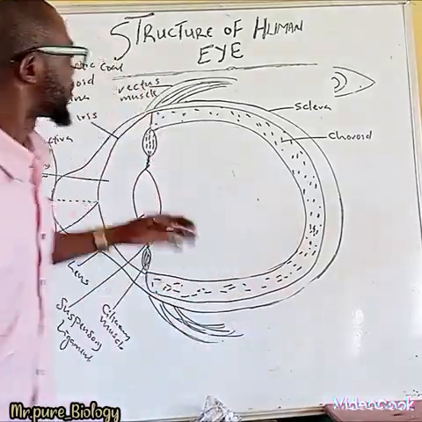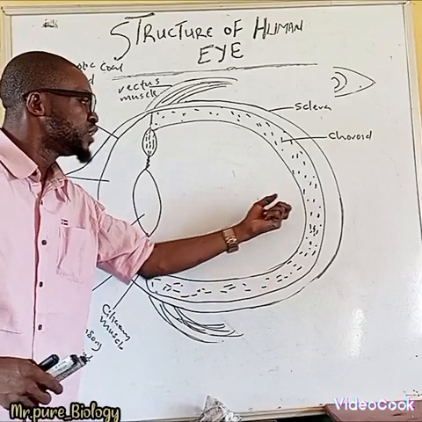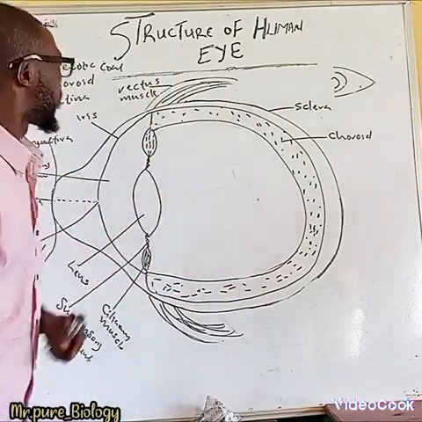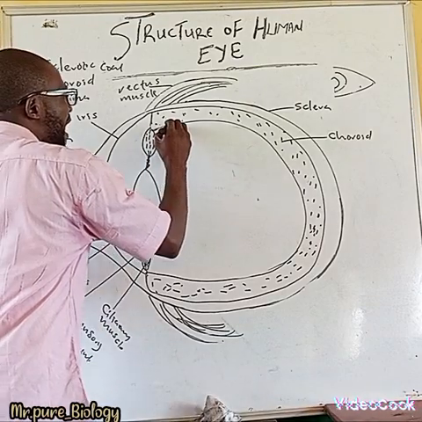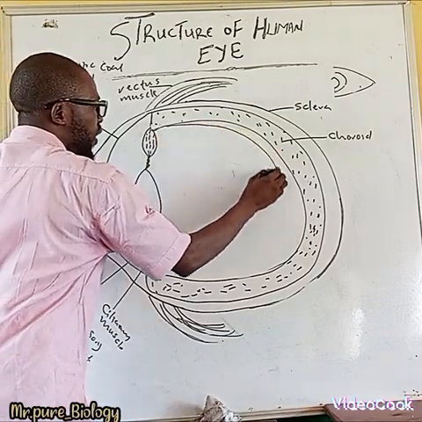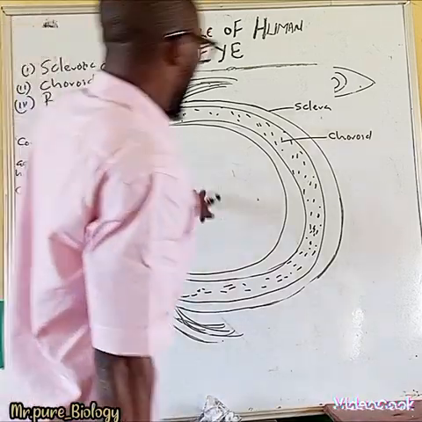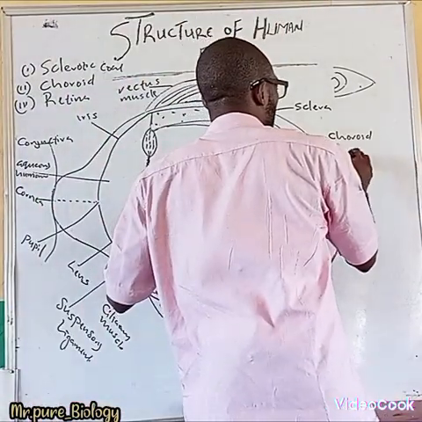But when the image gets onto the retina, that's where the image will now form, and it will then get into what? Into our brain. Let's now look at this third layer. The third layer is what we call the retina. Let's indicate our retina here.